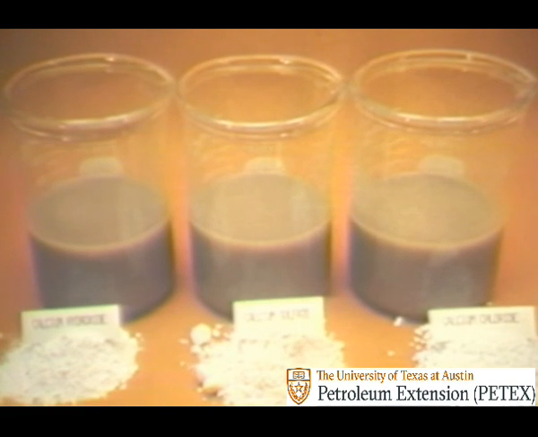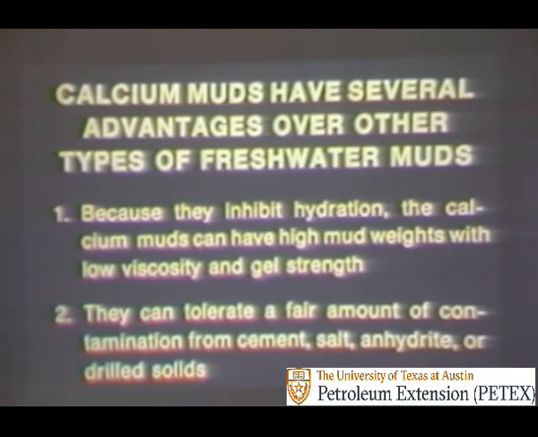Calcium hydroxide mud is called lime mud. Calcium sulfate mud is called gyp mud. And calcium chloride mud is called, believe it or not, calcium chloride mud. Calcium muds have several advantages over other types of freshwater muds. Because they inhibit hydration, the calcium muds can have high mud weights with low viscosity and gel strength. Also, they can tolerate a fair amount of contamination from cement, salt, anhydrite, or drilled solids.